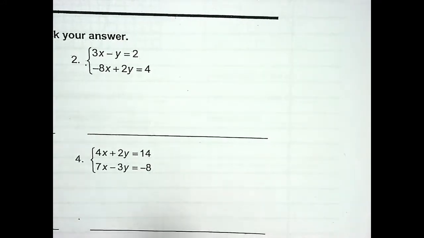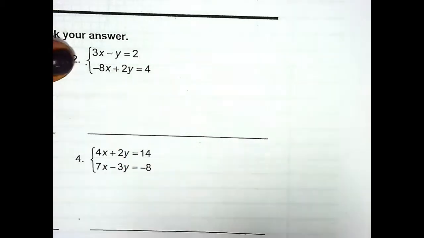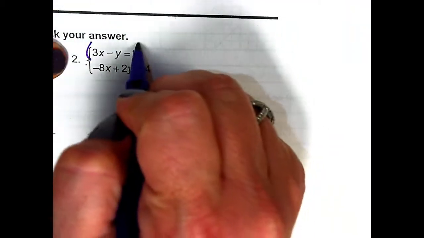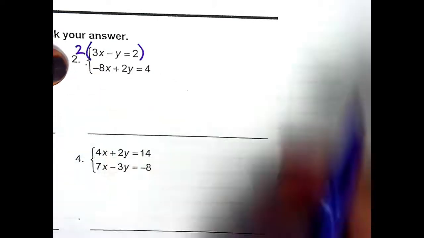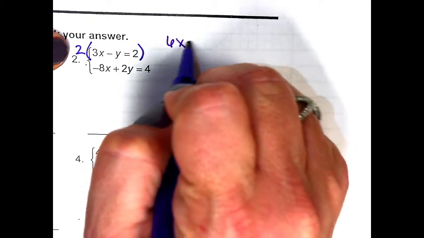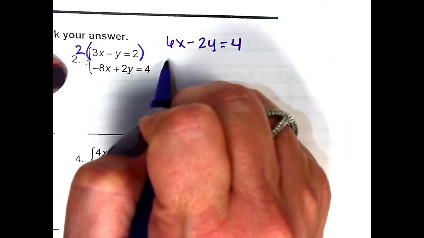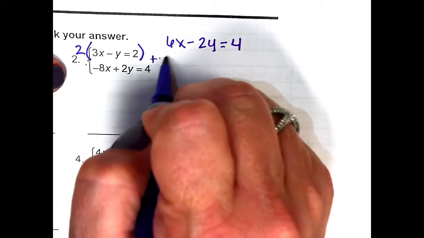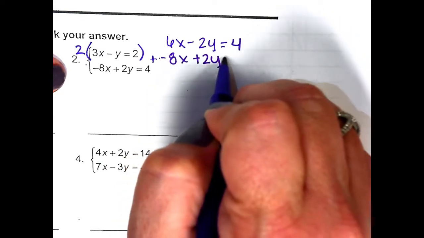Okay. On example number 2, I'm going to multiply the top equation by +2, which is going to get my y's to cancel out again. So this becomes 6x minus 2y equals 4 and -8x plus 2y equals 4.